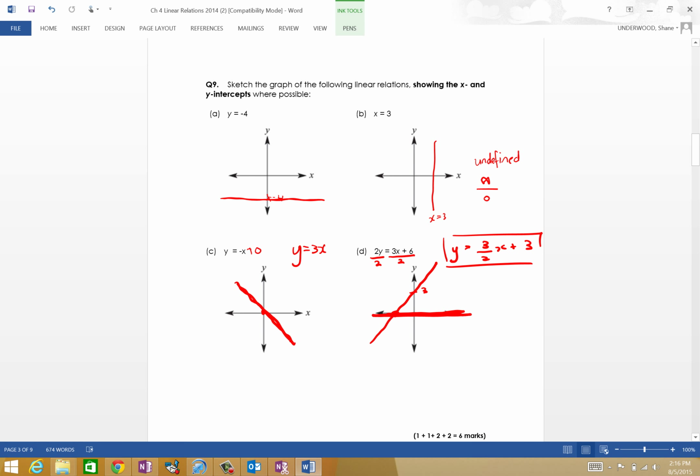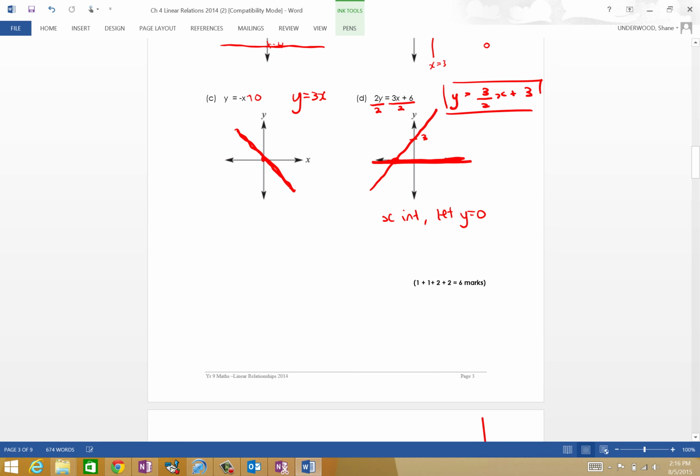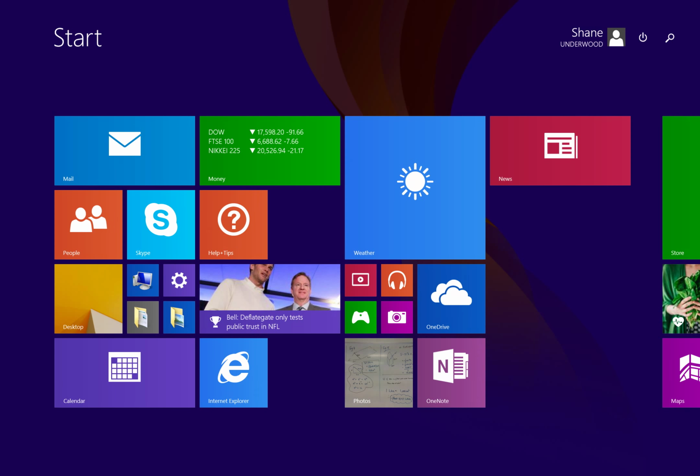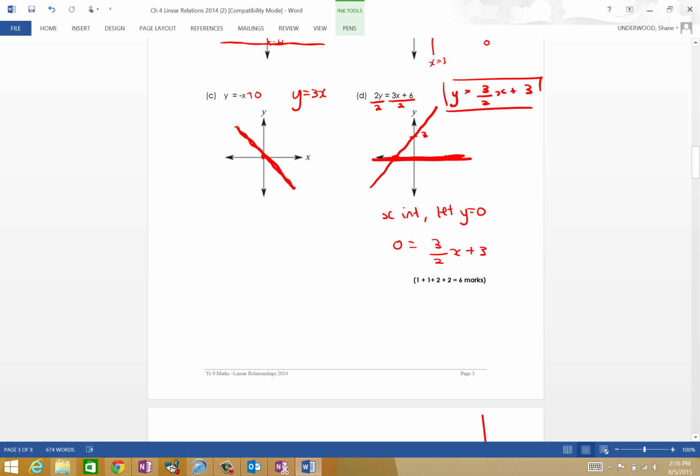0. So to find the x-intercept, we have to let y equal 0. To find the y-intercept, we have to let x equal 0. So for the x-intercept, we might need to do a little bit of working. Let y equal 0, and what we have to do is solve for x. Yes, absolutely, and we did that in our exercises, finding the x and y intercepts. The y-intercept's a lot easier.